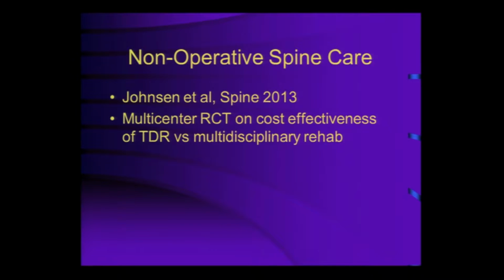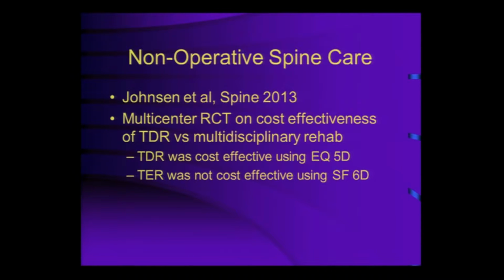This study I thought was interesting. It's a bit of a twist, but it's a study on cost effectiveness of total disc replacement versus multidisciplinary rehab. What's really curious here is that when they used an EQ5D as their outcome, they said it was cost effective. When they used the SF6D, they said it wasn't. So again, which line do you pick? Who do you believe? What are you measuring? Which of these measures really measures what you want to measure? And this goes back to who you are. Are you the payer? Are you the doctor? Are you the patient? Are you the hospital? And how do you use this data then?